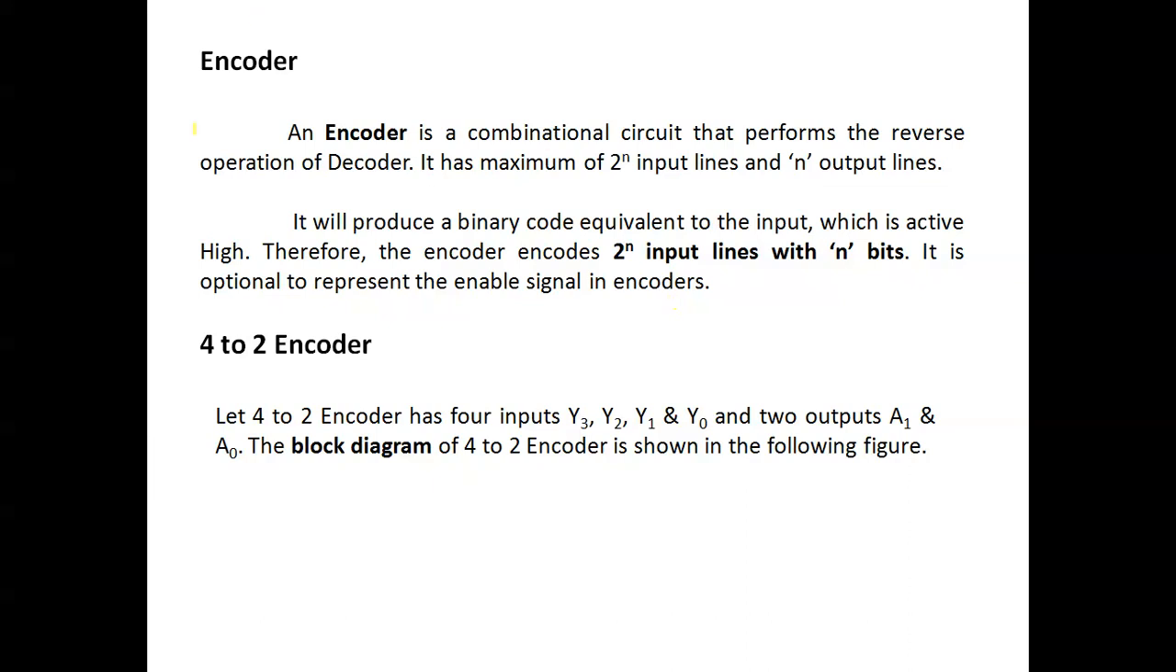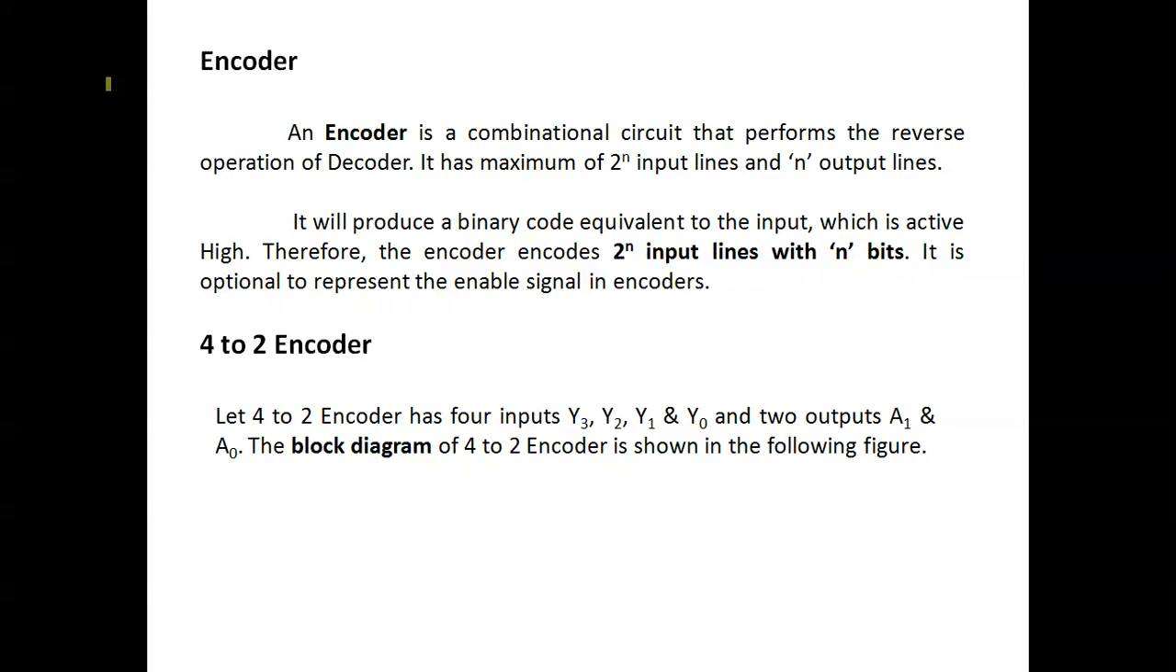Next one is the encoder. Encoder is a combinational circuit and the reverse operation of a decoder. So it has a maximum of 2 power n input lines, then the output is n output lines. So the encoder has 2 power n maximum inputs and n output lines. So the maximum inputs are on the encoder side, the minimum outputs are on the output line. So 2 power n input lines, n bits is the output line.